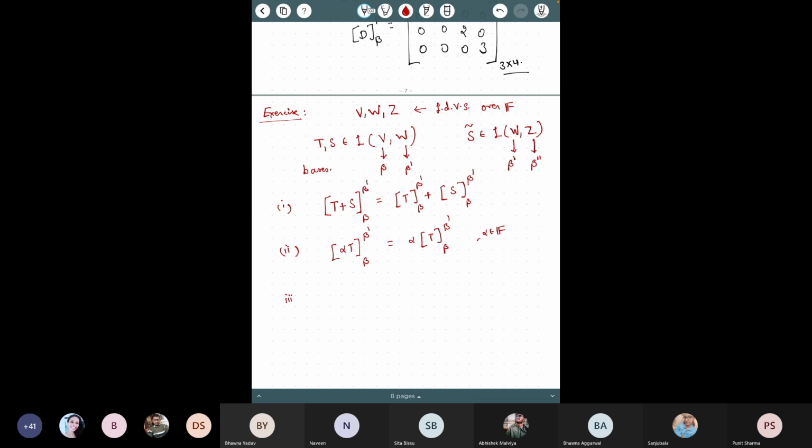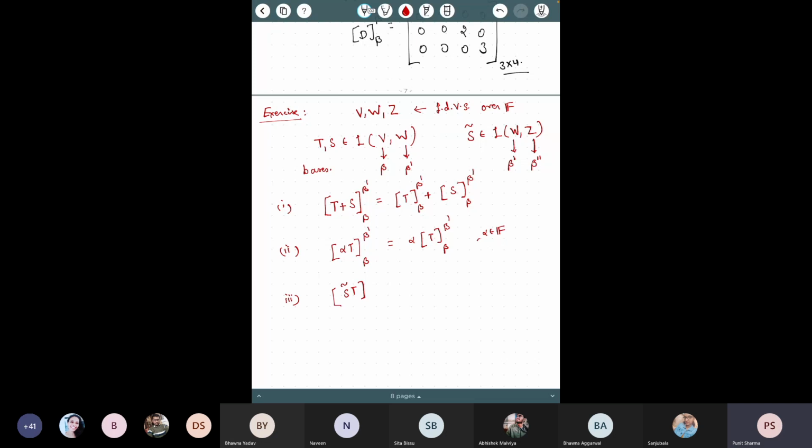And the third one is the composition. So the composition map is again a linear transformation. It is a linear transformation from V to Z. So what is your expectation here? So what is your guess? Then you see whether that is true or not by proving it. But by looking at these two results above, can you say something about this also?